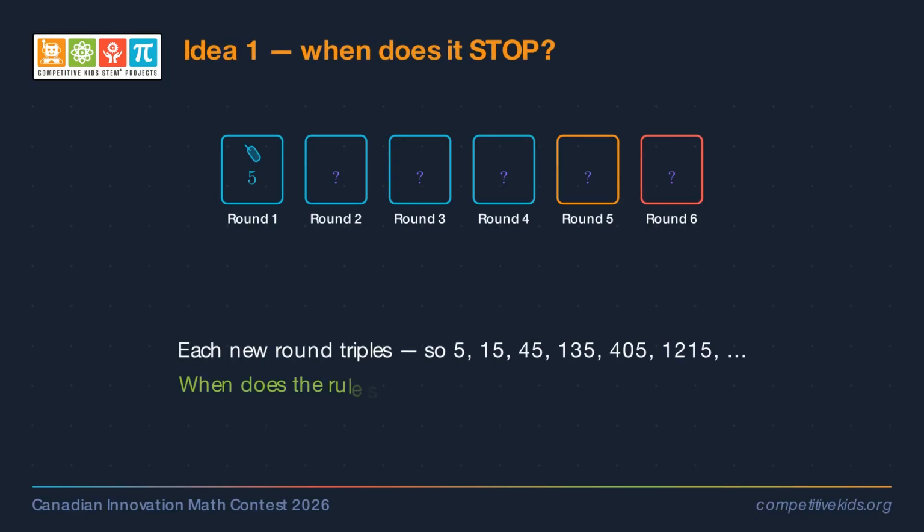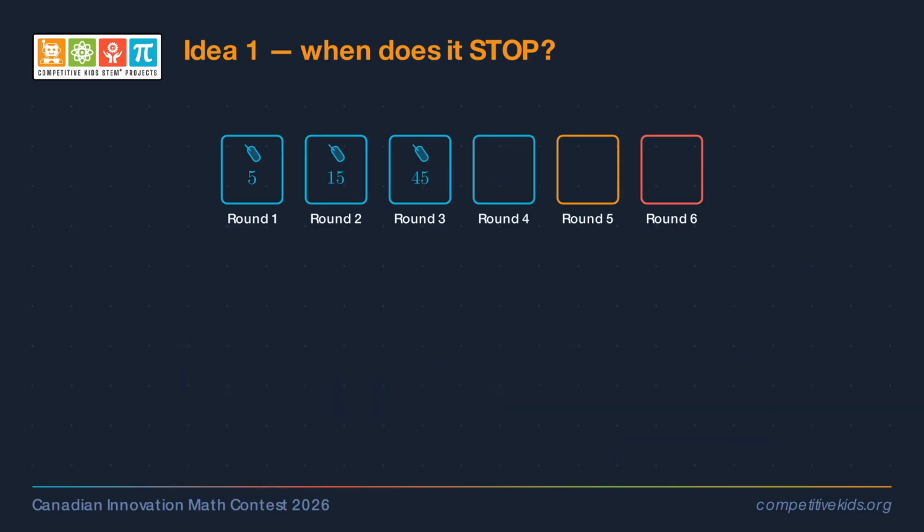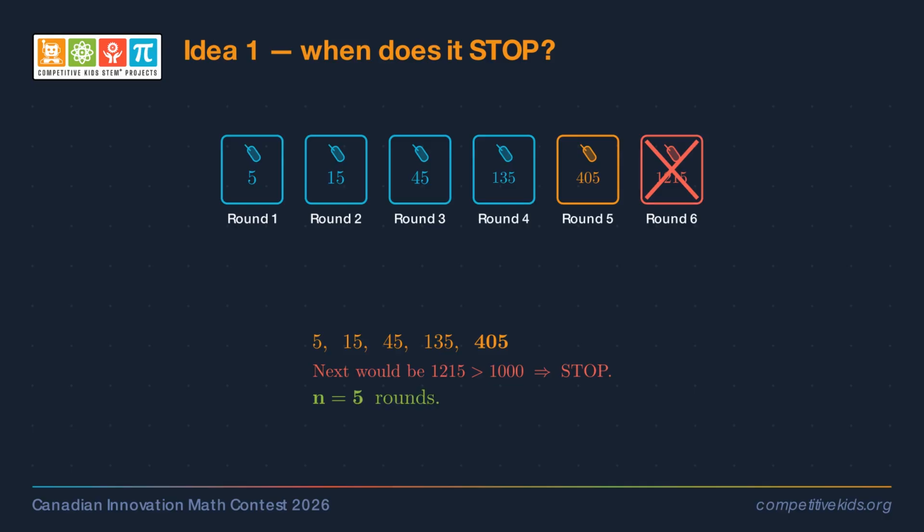Let's tackle idea 1. Each new round triples. So the counts go 5, 15, 45, 135, 405, and then 1,215. When does the rule say the tree must stop? The tree stops just before round 6, because round 6 would add 1,215 volunteers, more than 1,000. So the last allowed round is round 5, with 405. That gives us 5 rounds in total.